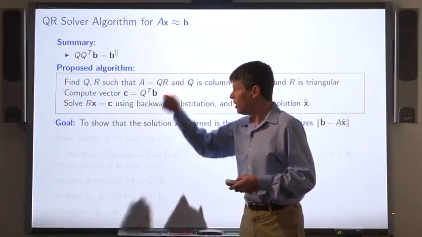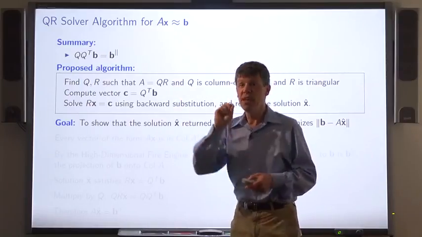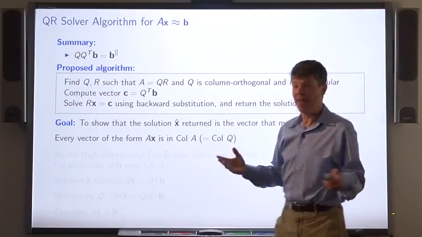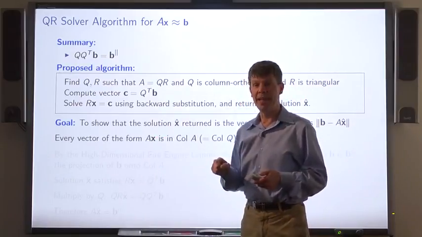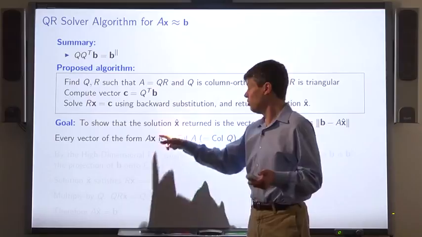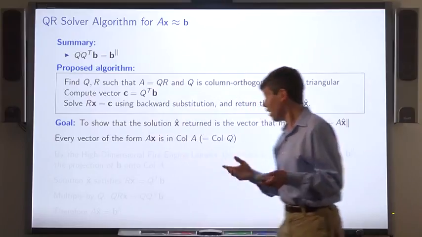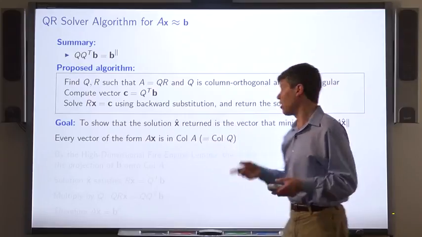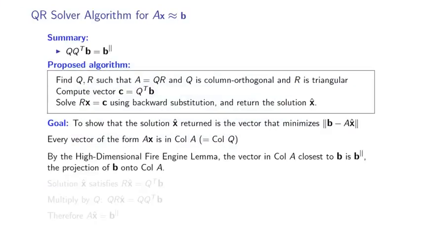We want to show that this algorithm is correct, that it finds the best solution. Well, every vector of the form A times x is a linear combination of the columns of A, and therefore lies in the column space of A. The column space of A equals the column space of Q. Now, by the high-dimensional fire engine lemma, the vector in the column space of A closest to B is B parallel, the projection of B onto the column space of A.